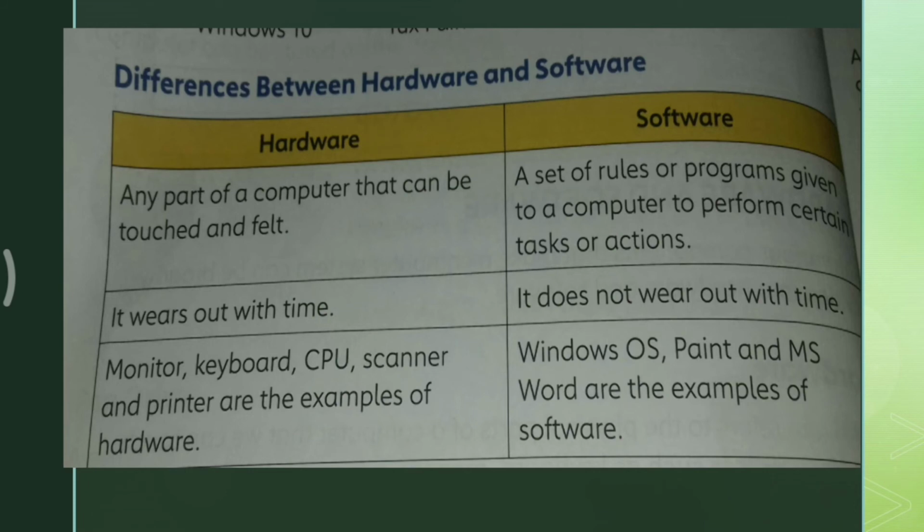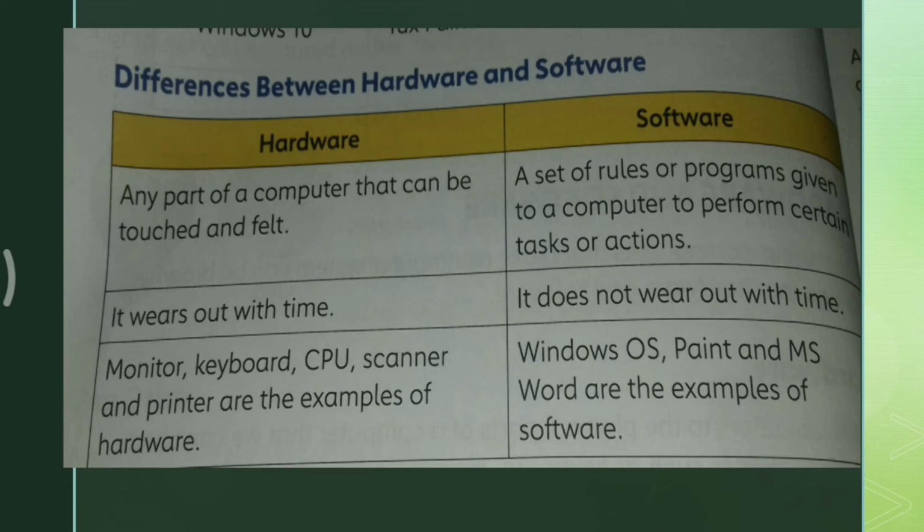Next you can see the difference between hardware and software. Hardware is any part of the computer that can be seen, touched and felt. Software is a set of rules or programs given to the computer, a task or action which cannot be touched, that only gives the program inputs. Hardware wears out with time. Software does not wear out with time.